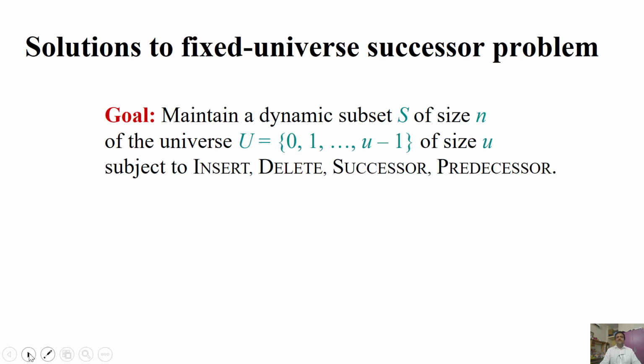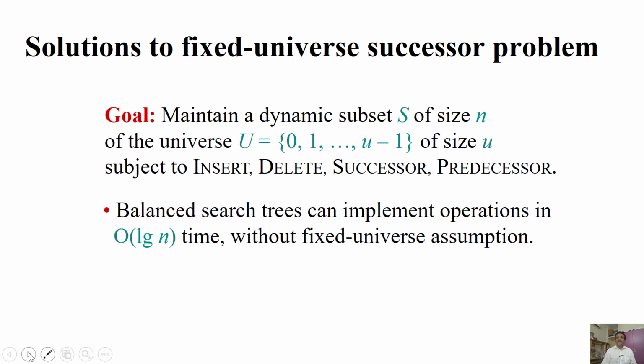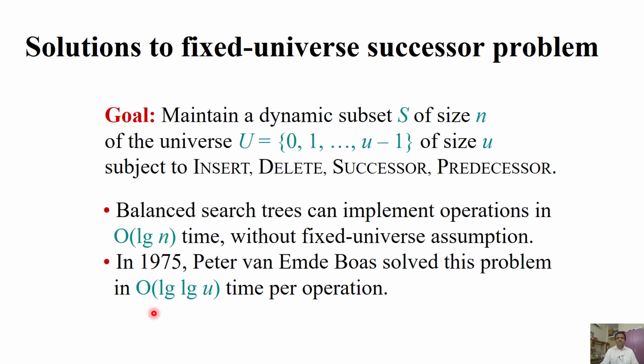The first data structure we can think of may be the balanced binary search tree, the red black tree, where we know these operations can be handled in log n time if n is the size of the set S. But in this case we are not using the fact that we know the universe. We want to do it much faster than this. So, what is the time complexity we want for the successor query? We want to do it in log U, which is very fast.